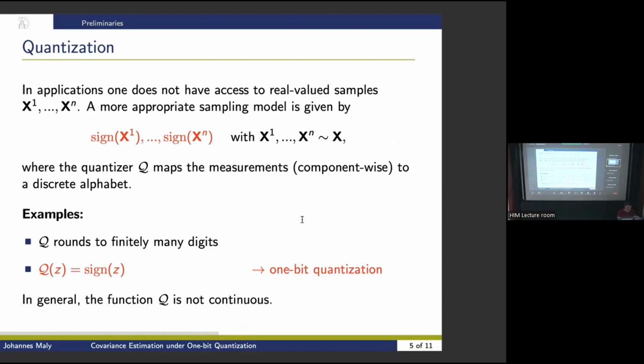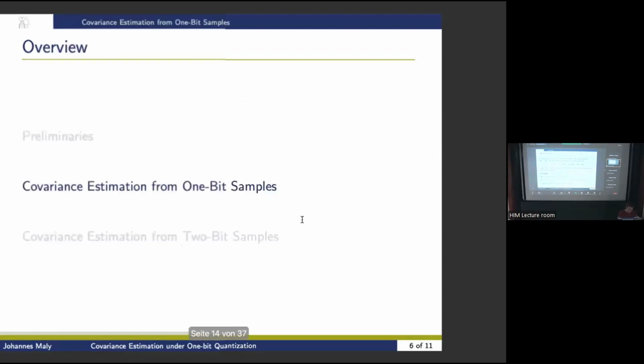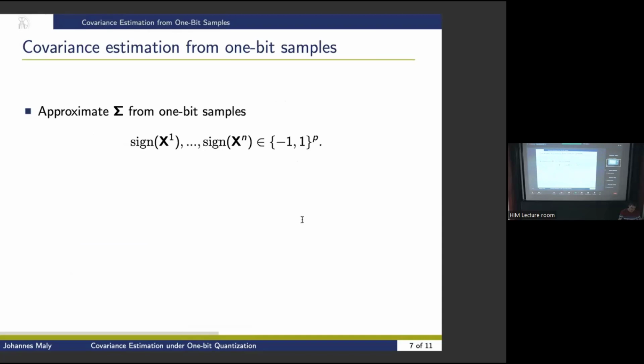So these are two problems. We have the covariance estimation, we have quantization. Now let's combine them. In the first case, we really start with only 1 bit per sample, and say we use this very naive quantizer. So we only take the sign of each entry, either +1 or -1, and this is all the information that we have. And we have n samples, and each sample is a vector in p dimensions.